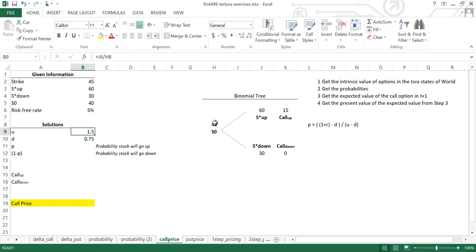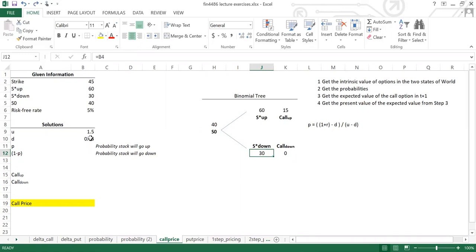So u is 1.5. Once again, if you multiply 40, the stock price today, by u, which is 1.5, you end up with the stock price in the good state of the world, which is 60. 40 times 1.5 is 60. If you multiply 40 by 0.75, you end up with the stock price in the bad state of the world. 40 times 0.75 is equal to 30.